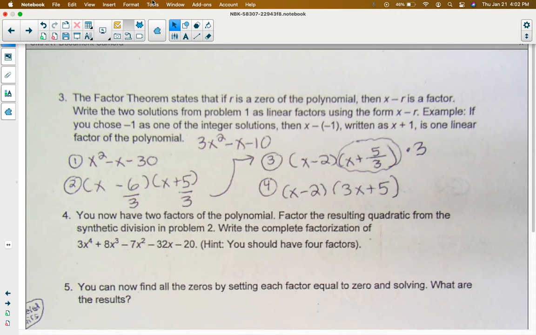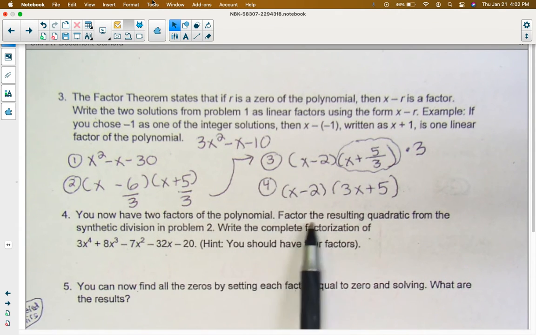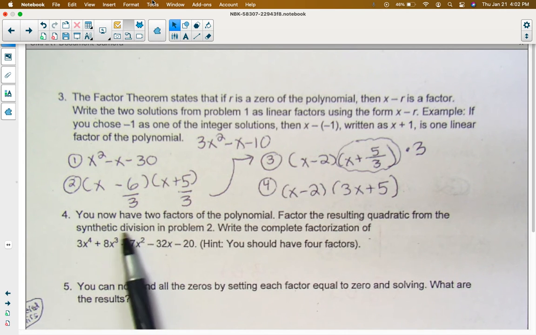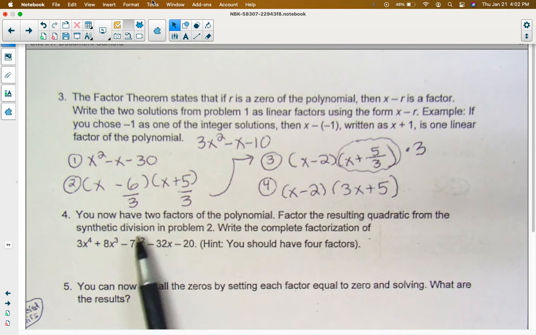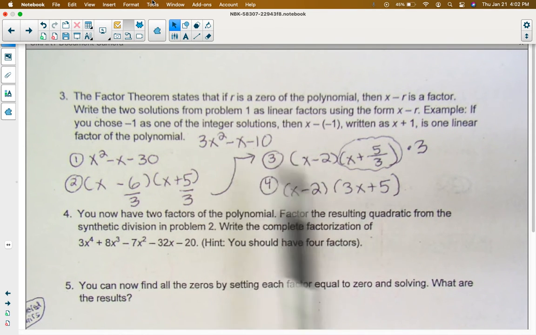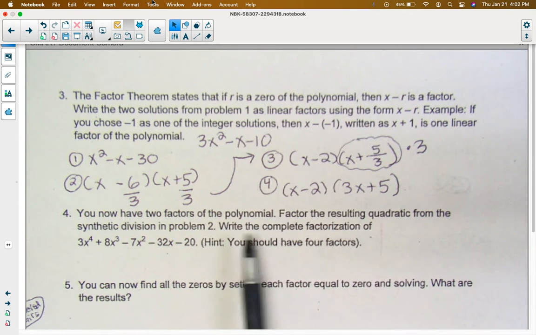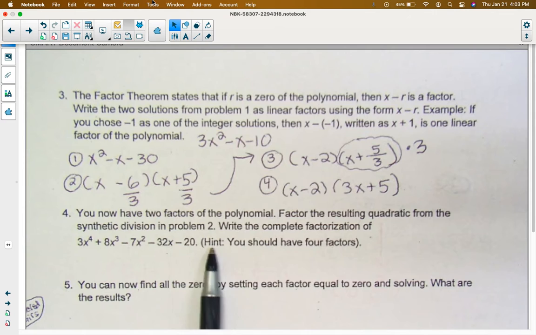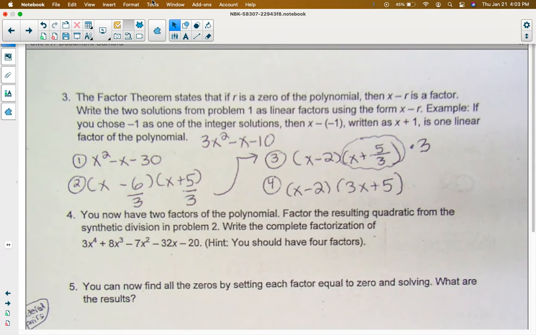All right, number 4. You now have 2 factors of the polynomial. Factor the resulting quadratic from the synthetic division in problem 2. Write the complete factorization. So technically, we've already factored it. We did that up here. 3x squared minus x minus 10 factors into x minus 2 times 3x plus 5. Write the complete factorization of this. And hint, you should have 4 factors. So we need to list out all 4 factors that we've gotten from this problem.